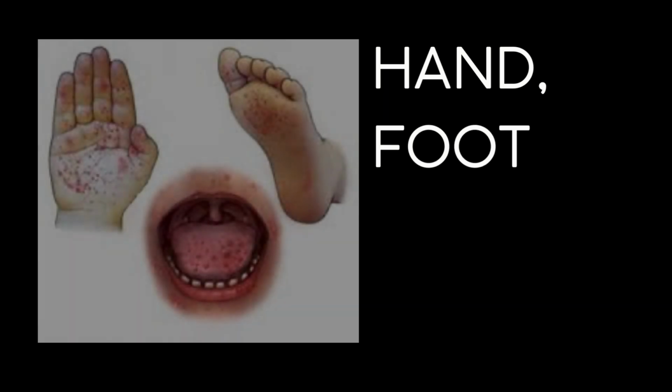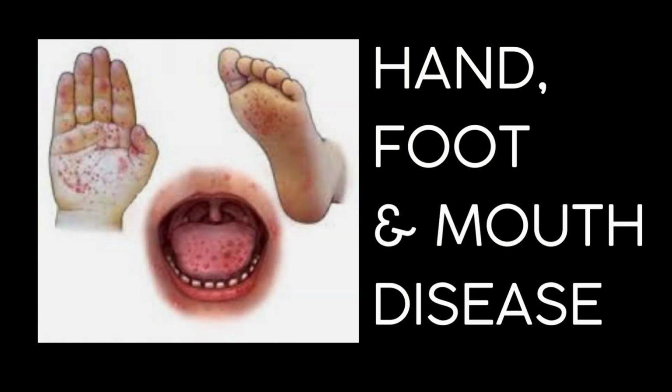So it's a very mild, very contagious viral infection that is seen in young children. Young children meaning it's seen in children below 5 years of age. So usually from 6 months to 5 years of age is the most common age group in which this disease is prevalent. So what is the causative agent?